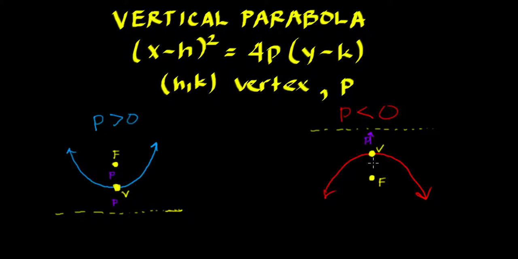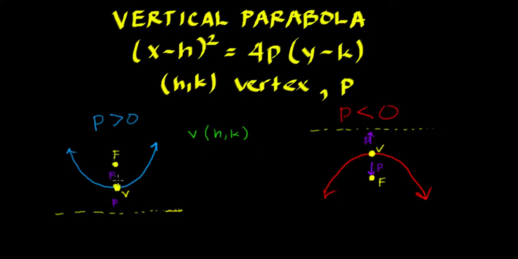And the distance that the vertex is to the focus is always going to be p. Now, if we think about that, when p is positive, if we were to add p to the vertex, that would end up giving us our focus right here. So we're going to start off with first the information that we understand or that we have. We have our vertex. Our vertex will always be at h comma k in both of these scenarios.